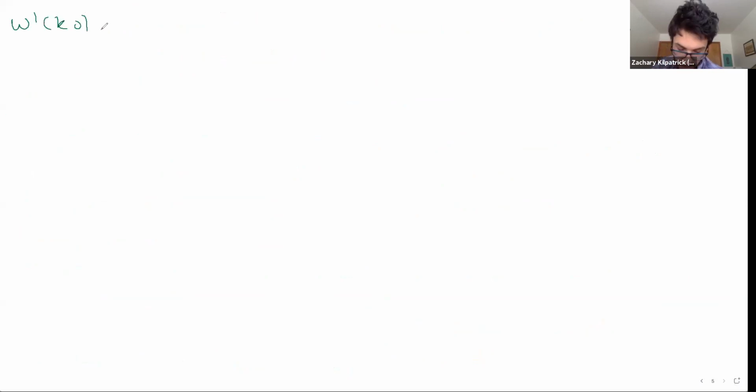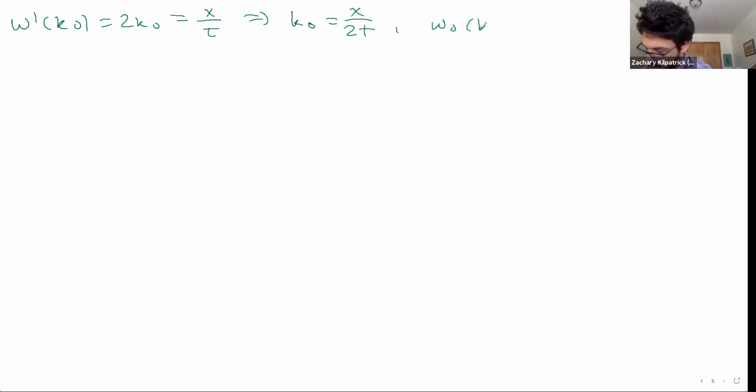Omega prime of k0 is going to be equal to 2k0, which is equal to x over t. This implies that k0 is equal to x over 2t. And we get that omega double prime of k0 is equal to 2, which is greater than 0.